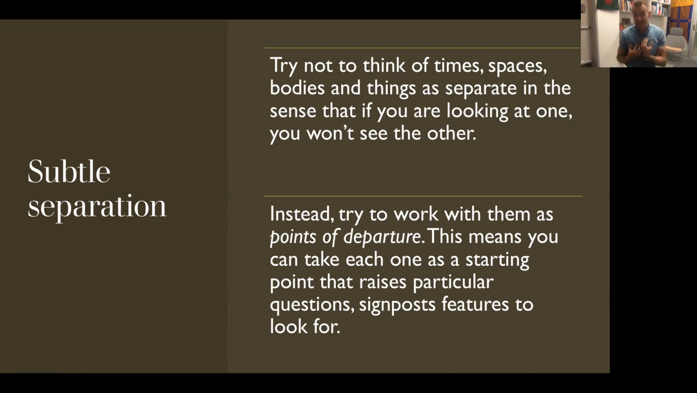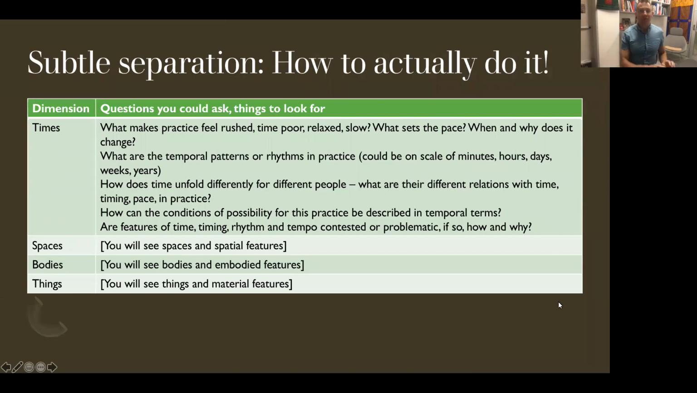At least that's what I did in the analyses that I've done on this and will continue to do. That means you take each one as a starting point that raises particular questions and has signposts for different features of practices and learning to look for. So, how do you actually do that subtle separation? How do you work with these as non-exclusive but analytically distinguishable, still overlapping concepts? Well, I think it all comes down to the kinds of questions you ask and the things you look for. So I'm going to go through each of those four and illustrate those.